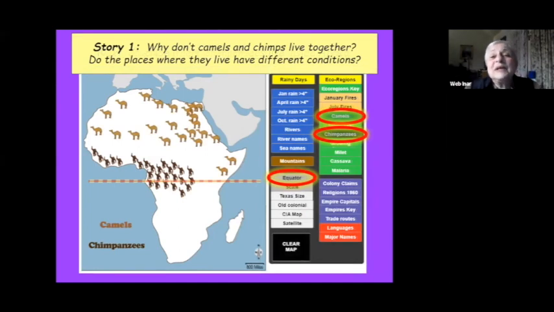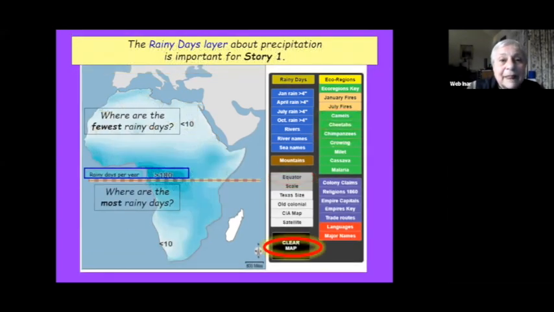And what we're trying to lead students to think about is maybe camels and gorillas like different conditions. They prefer to live in different conditions. So I added not a people layer, but a nature layer to our story.